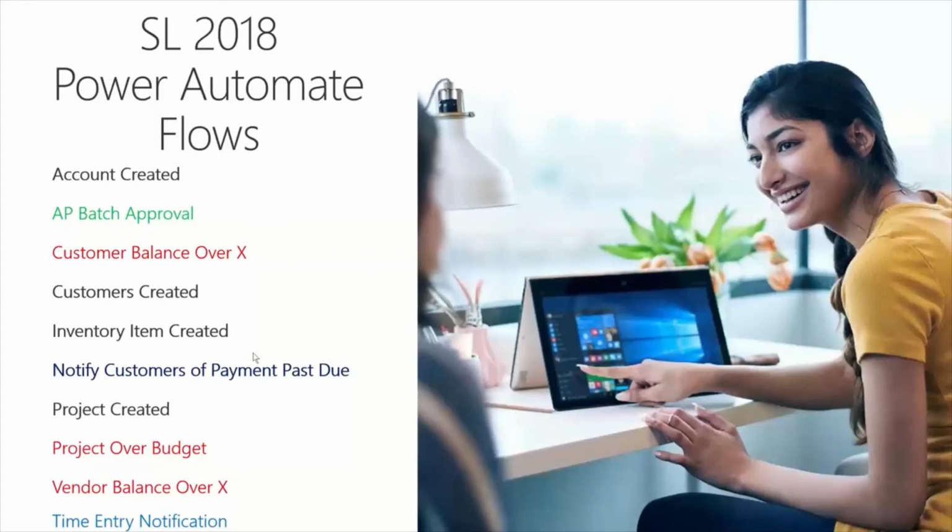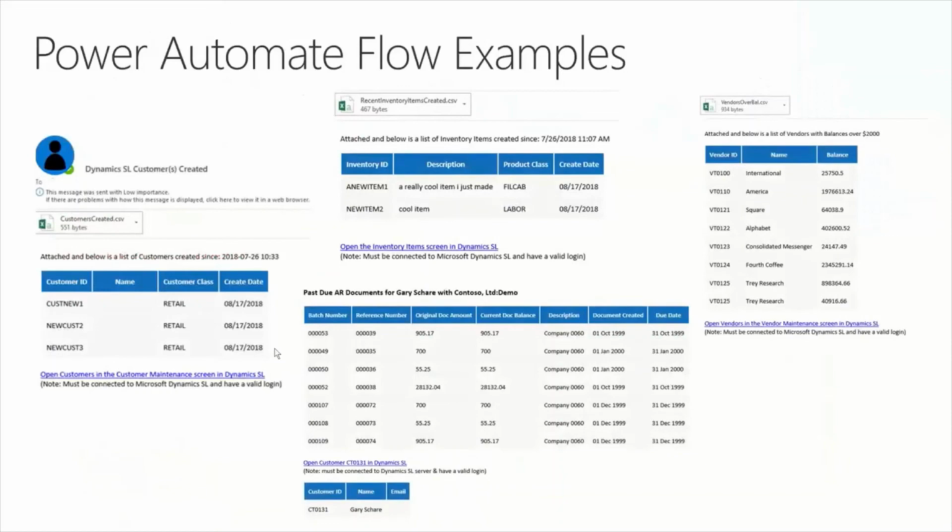Let me know when those things happen, and we can automatically set them up with Power Automate to email you and let you know that it's happening so you can take action, as opposed to waiting and searching maybe at a later time. We're proactively telling you when something's happening in your system. And then these are just a few examples of those emails that can be generated.